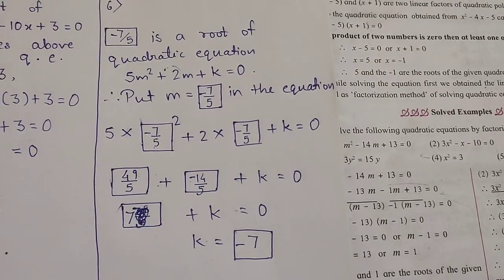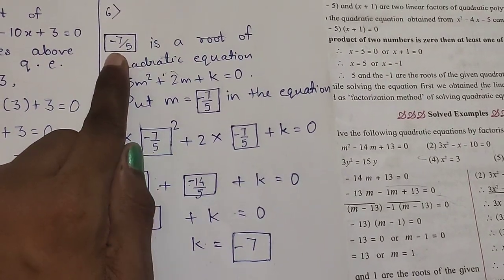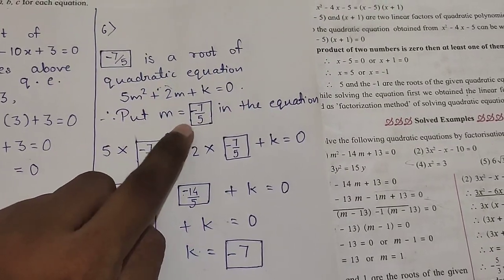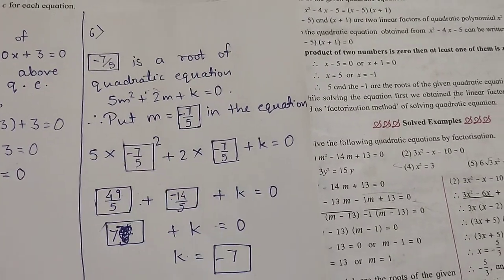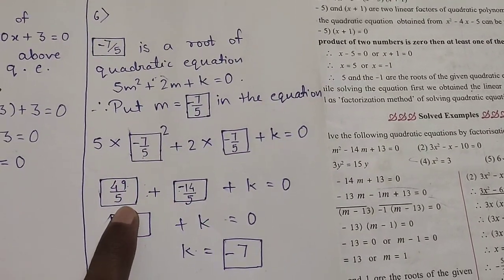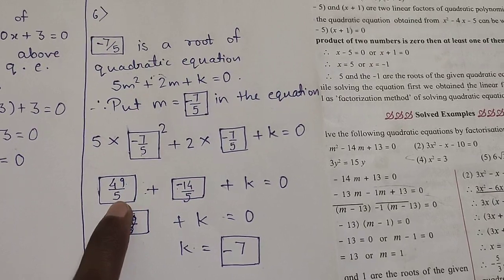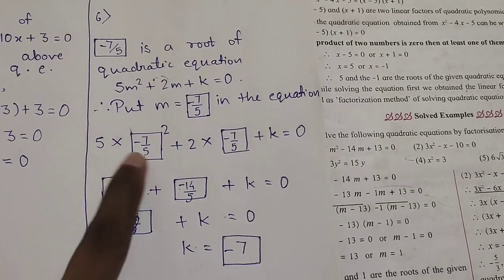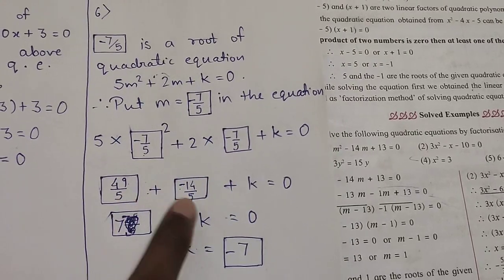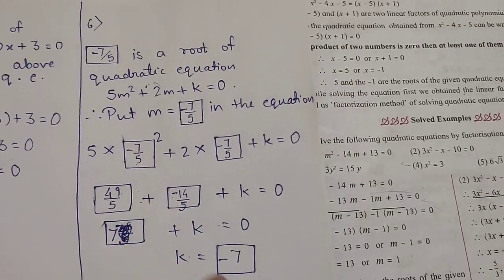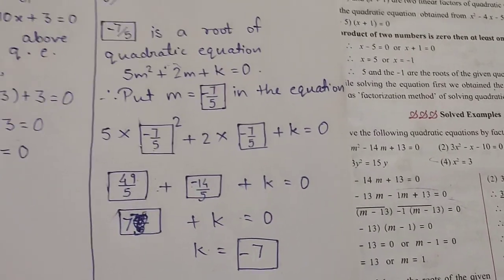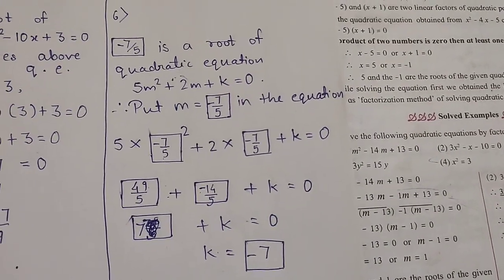Again I am repeating for you. First thing is what? Minus 7 upon 5 is the root of this equation. Then place m equal to minus 7 upon 5. Then what is the square of minus 7 upon 5? 49 upon 5. Got how we got? Because we have cancelled 1 five. Then 49 minus 14 gives you 35, and 35 upon 5 gives you 7. Then transfer this 7. So in this way we have completed our first exercise of quadratic equation.